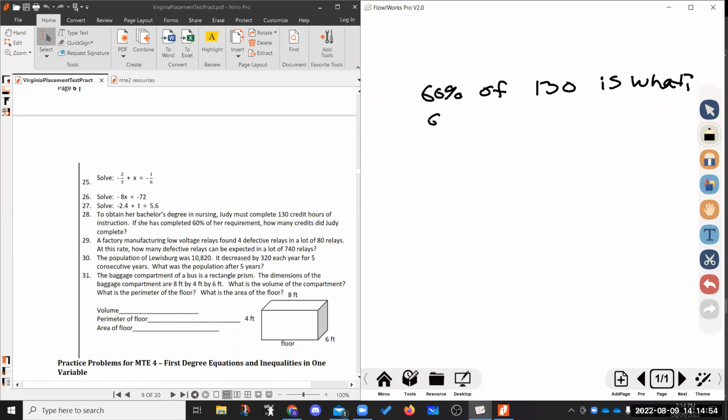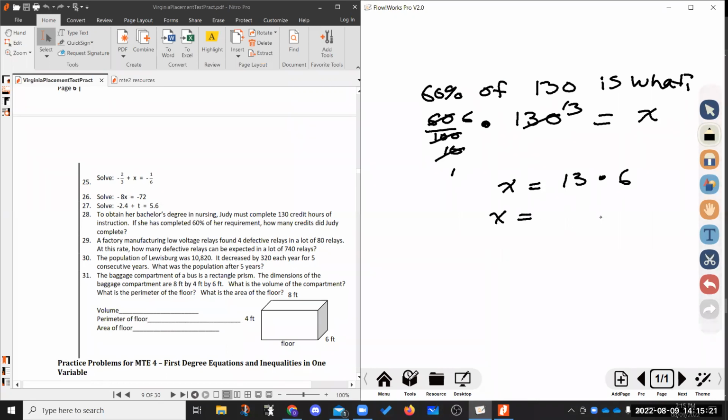So 60% of means to multiply. 130 is my equal sign. X is my variable when I'm going to solve like this. So this is going to be divide by 10 here, it's going to be 6. Divide by 10 here is going to be 13. X is going to be 13 times 6, which is 78. So she's completed 78 credit hours.